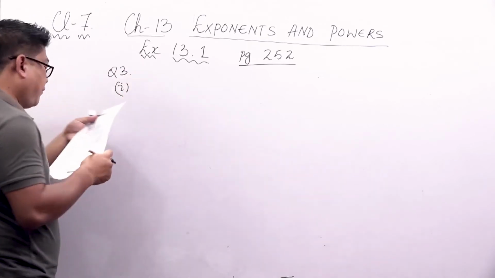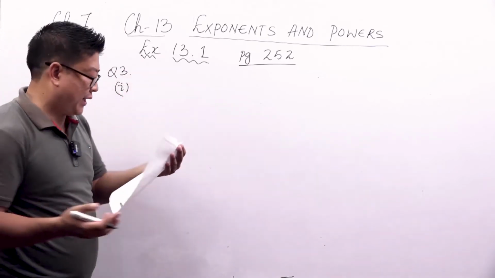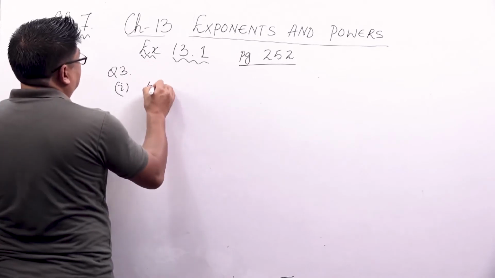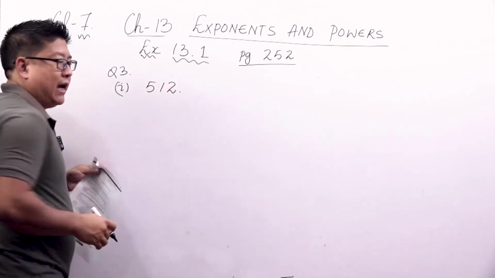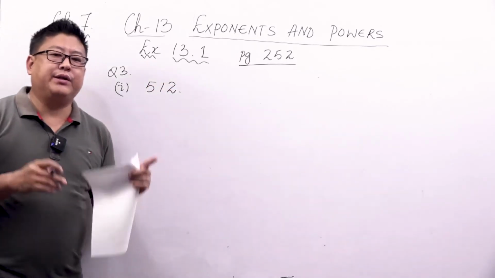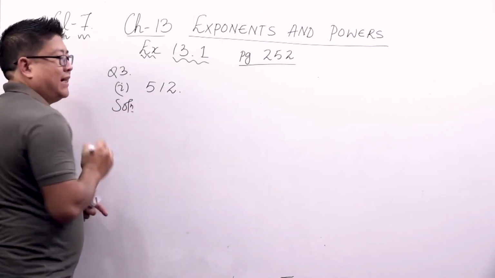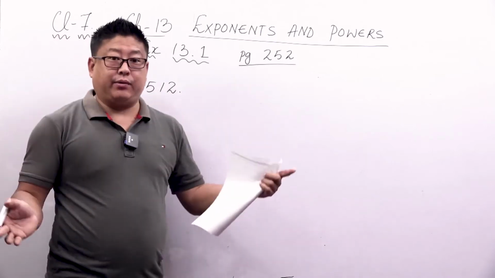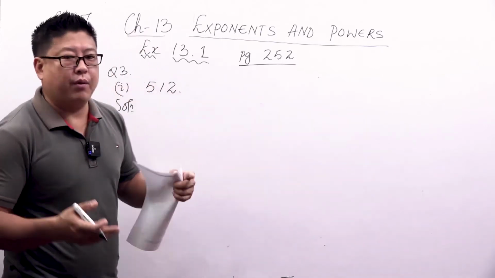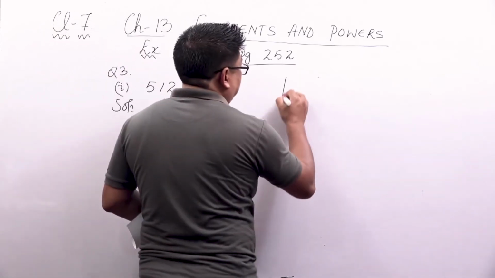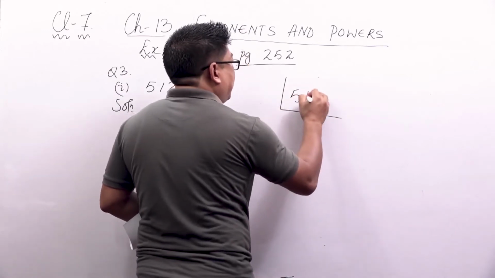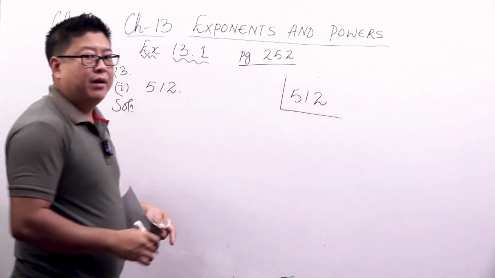3. Express each of the following numbers using exponential notation. So here, exponential notation. Exponential form is different. Exponential notation is different now. To write this in exponential notation means expanded, okay? It's more like expanded form. So 512, to write in exponential notation, I will prime factorize it, okay?